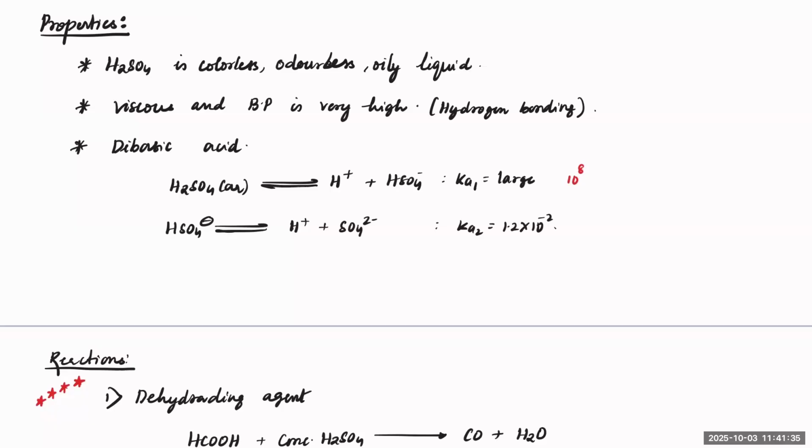Next, if you have H2SO4, it will convert into H plus and HSO4 minus. That is the Ka value. Usually H2SO4 in aqueous solution is very large.